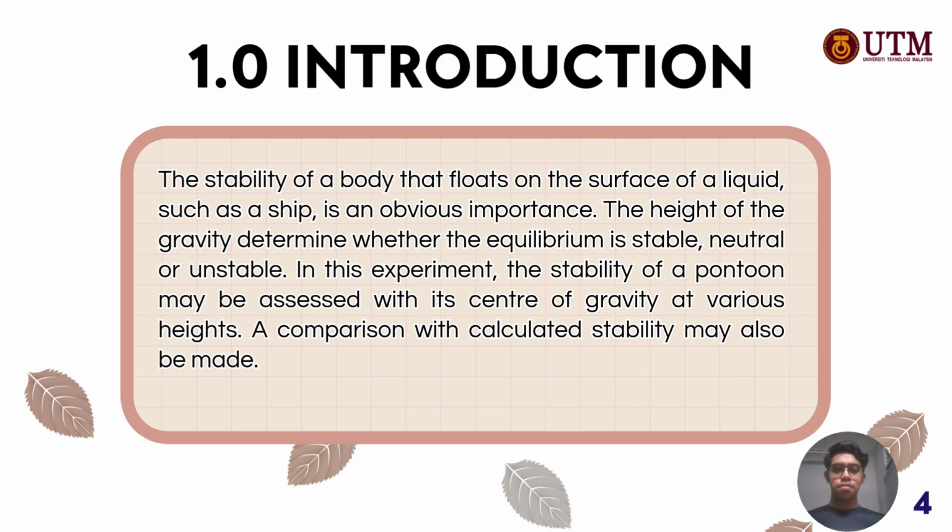Introduction. The stability of a body that floats on the surface of a liquid, such as a ship, is obviously important. The height of the center of gravity determines whether the equilibrium is stable, neutral, or unstable. In this experiment, the stability of a pontoon may be assessed with its center of gravity at various heights. A comparison with calculated stability may also be made.